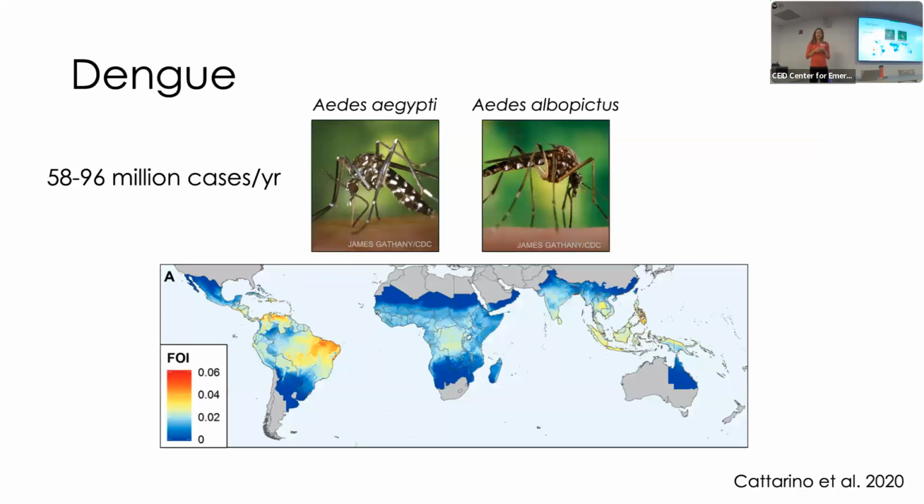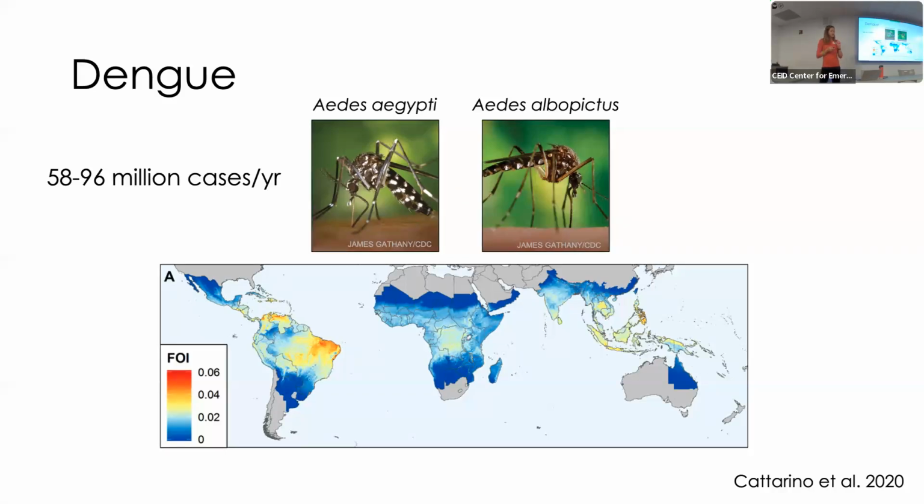Here I'm focusing on dengue, so let me give you a tiny bit more background on this disease. Again, it causes 58 to 96 million cases per year. It's distributed throughout the tropics and subtropics in Latin America, Southeast Asia, and South Asia, as well as sub-Saharan Africa, although that burden is often under-recognized. And it's primarily transmitted by two mosquito vectors, Aedes aegypti and Aedes albopictus. Aedes aegypti is the main vector in Latin America and Africa, and albopictus becomes more common in parts of Southeast Asia.